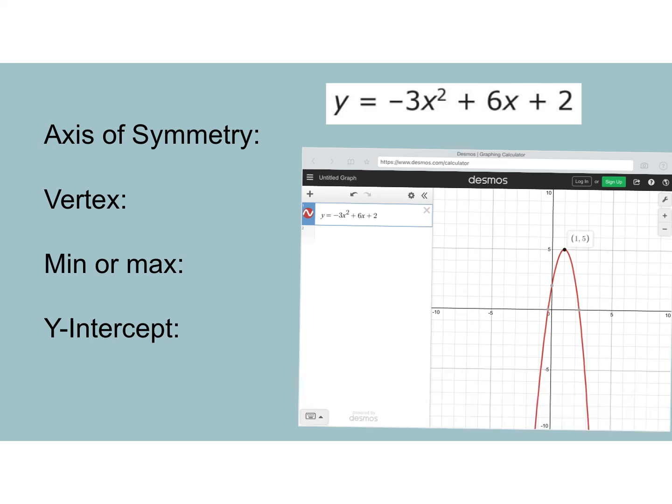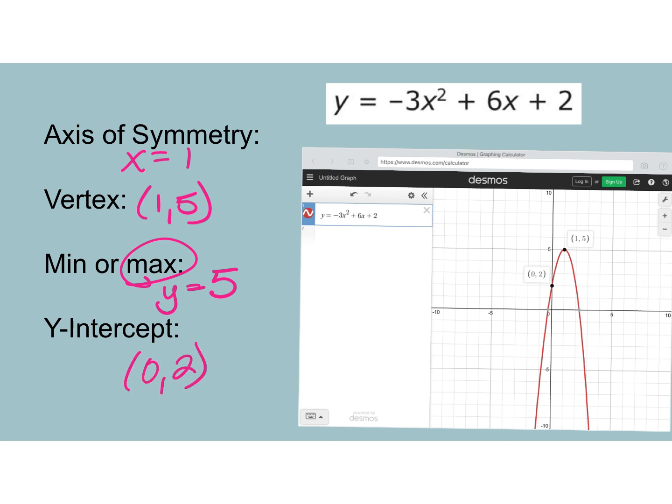So I'm going to label the vertex, which is, switch up some colors here, 1, 5. Which means the axis of symmetry is where x equals 1. There is a maximum where y equals 5. And last but not least, our y-intercept is where this point is at 0, 2.